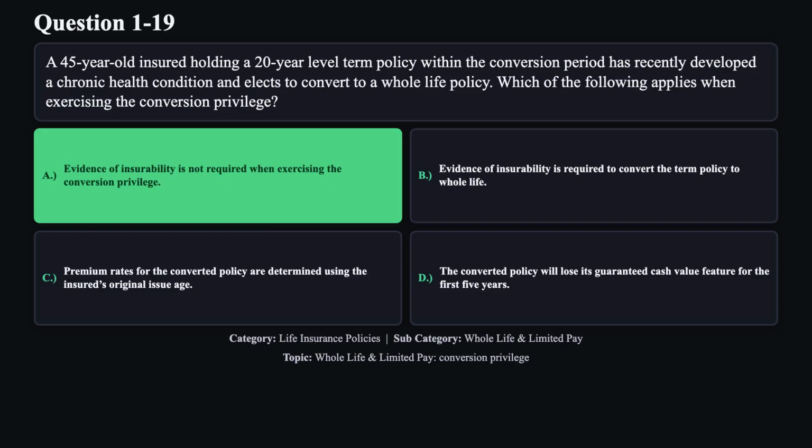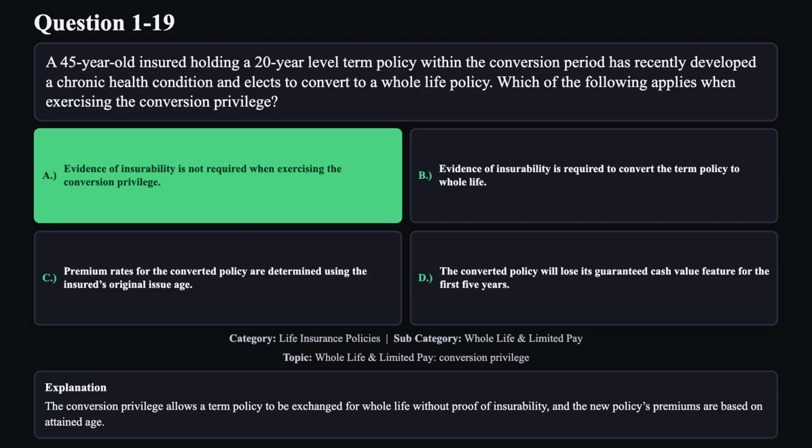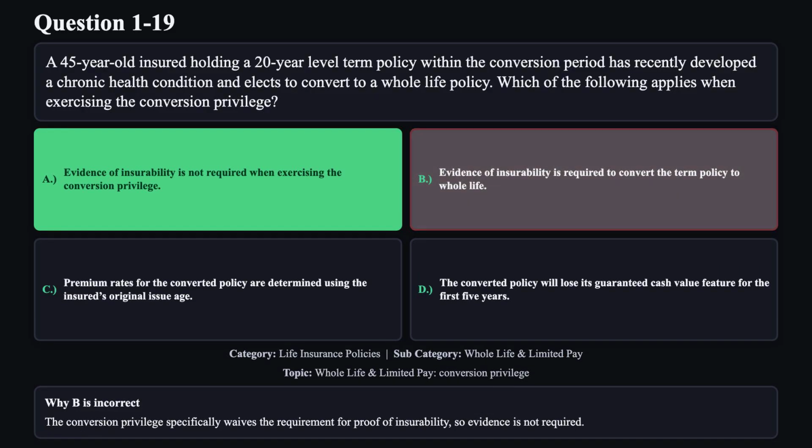The correct answer is A. The conversion privilege allows a term policy to be exchanged for whole life without proof of insurability, and the new policy's premiums are based on attained age. Reason B is not correct. The conversion privilege specifically waives the requirement for proof of insurability, so evidence is not required.